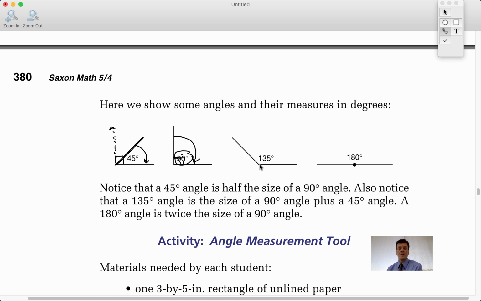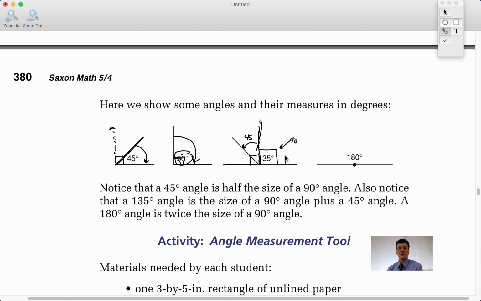Okay? Remember, we can kind of relate all of this to 90. Here, if I go straight up and down, if I put a box right here, a corner, the box in the corner, that's 90 degrees. But then if I add on that much, which is half of this 90 over here, then I'm adding on another 45.